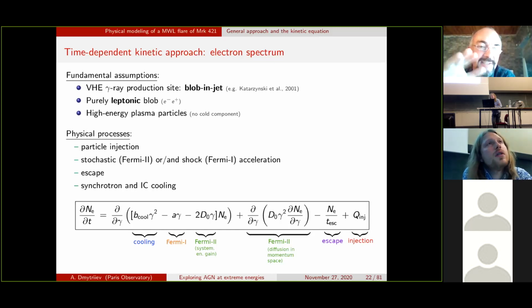Well, no, that's actually not what I'm getting at. If you look at the derivation of the Fokker-Planck equation, it is based on the assumption that every individual interaction changes the particle energy only by a small relative amount, right? So delta gamma. In Klein-Nishina it's not the case. The electron gives almost its entire energy to the photon. Exactly. So strictly speaking, the underlying assumptions to derive the Fokker-Planck equation are then no longer valid.